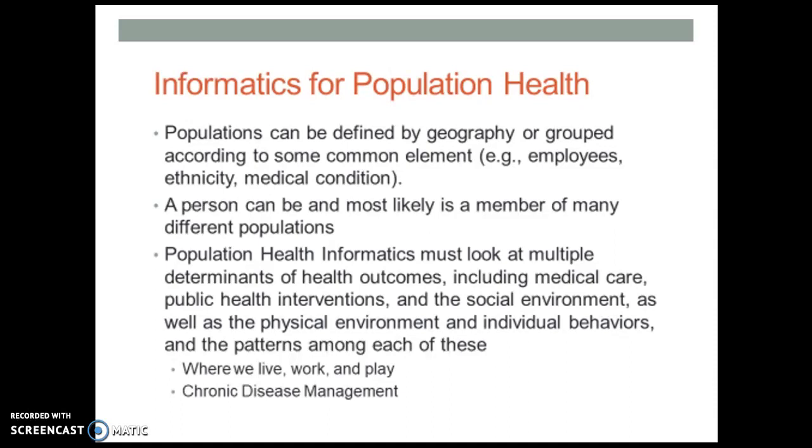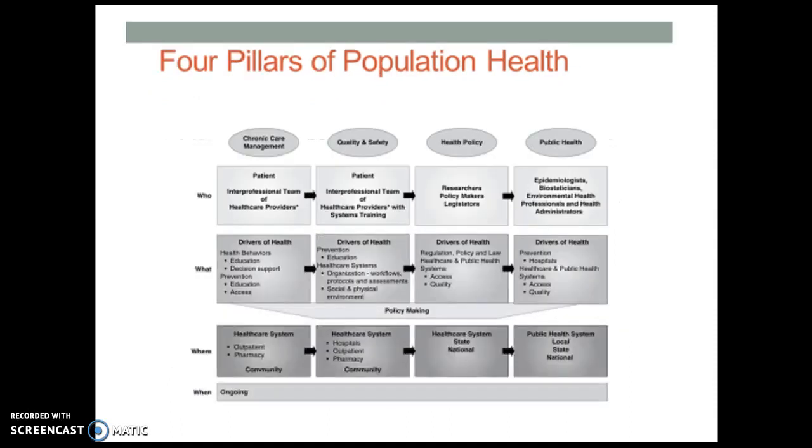Population health informatics must look at multiple determinants of health outcomes, including medical care, public health interventions, and the social environment, as well as the physical environment and individual behaviors and the patterns among each of these, where people live, work, play, go out to dinner, attend meetings, visit, go on vacations, and chronic disease management.